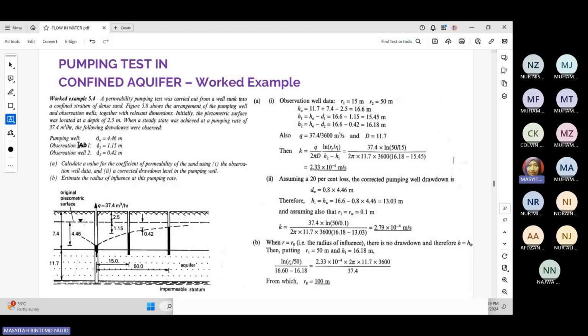observed. So, pumping well DW, dia dah bagi siap-siap lah 4.46. Observation well 1, drawdown dia is 1.15 meter. Observation well 2, drawdown is 0.42. Calculate a value for coefficients of permeability using the observation well data dan juga corrected drawdown level in the pumping well.